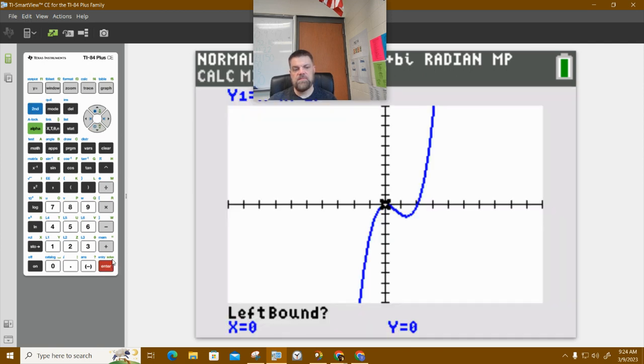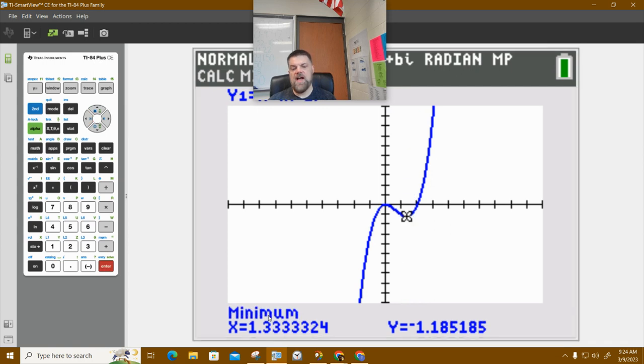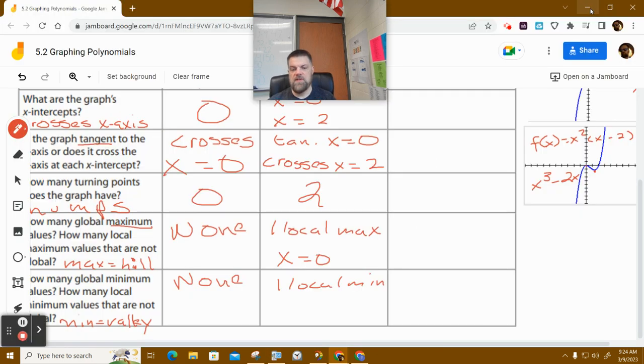I'm just going to go to the minimum, and I'm going to go over here for a local min. I'm a little bit to the left of the valley. I'm going to move a little bit to the right of the valley. Whoops, not that far right. Then it's going to ask me to guess where I think the valley is at. And so I got 4/3, basically 1 1/3. So what we'll do is we'll say x is approximately 4/3. Okay. I'll give you guys a second to write all that down.